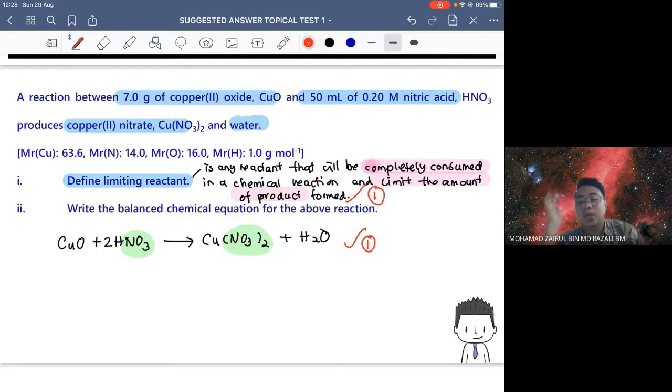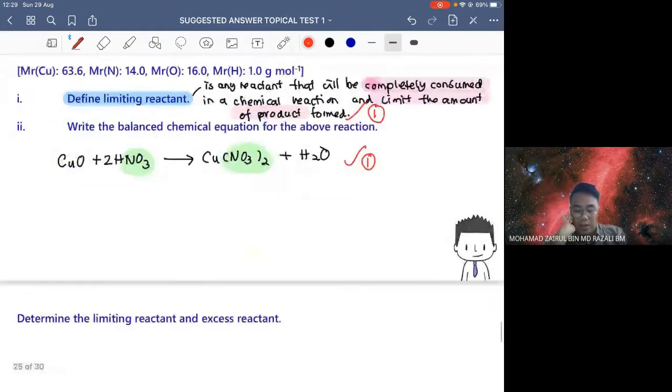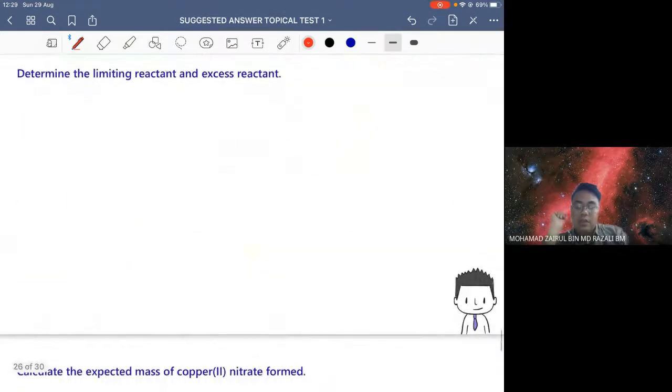Sebab kalau equation awak tak balance, limiting reactant awak akan salah. Yang selepas-lepas ni pun akan salah. Sebab stoichiometry memang dia fully depend on the balance chemical equation. So kalau tak balance, salah. Okay, so kena make sure equation awak balance. Okay, so determine the limiting reactant and also excess reactant.